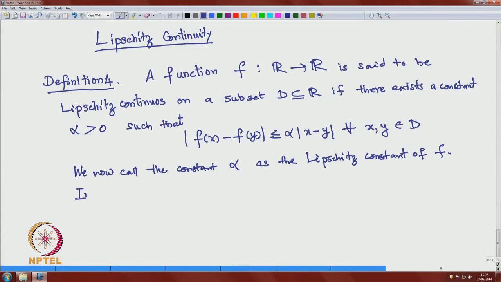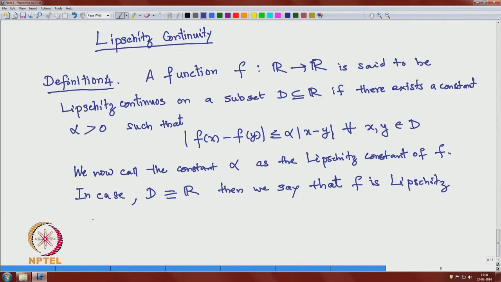And in case D is the whole real line, here we assume the definition that D is a subset of R. In case D is the whole real line, then we say that f is Lipschitz globally. So, then f is globally Lipschitz continuous. Otherwise, f is locally Lipschitz.